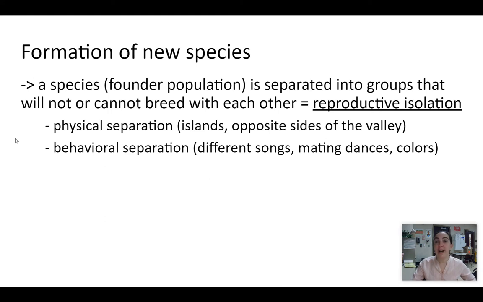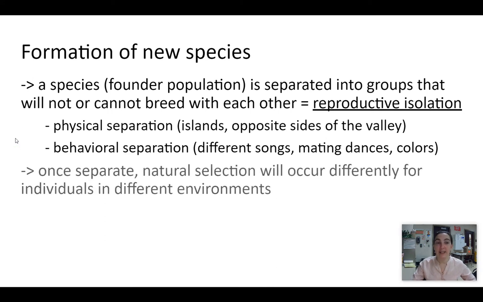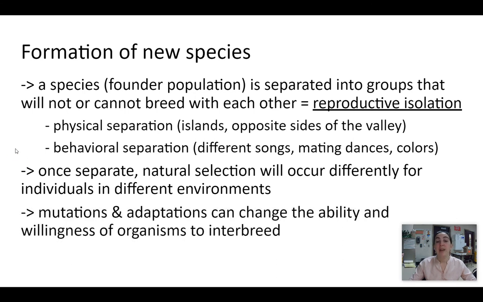Once they have been reproductively isolated, however that happens, then natural selection has to occur. If there's no selection, then those two groups would just stay the same. But in most cases, natural selection happens differently for those two groups. Like the salamanders, they had different selective pressures and different mutations happening. And so that process of natural selection occurred differently in those different environments.